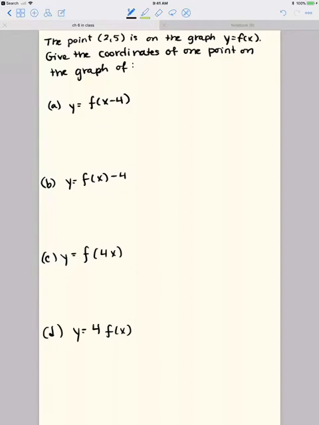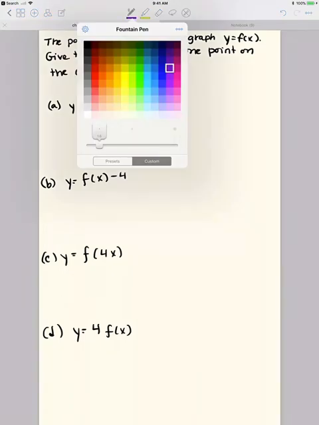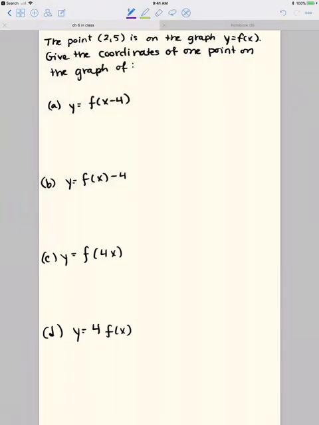So a couple examples of finding a coordinate of a point given a certain transformation. Here's a couple of examples with a couple of points. For the first one, we have a point 2, 5, and we're going to transform the function by f of x minus 4. Now graphically, that moves the graph to the right 4.